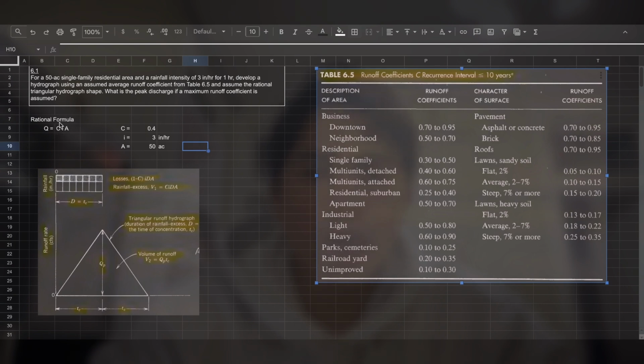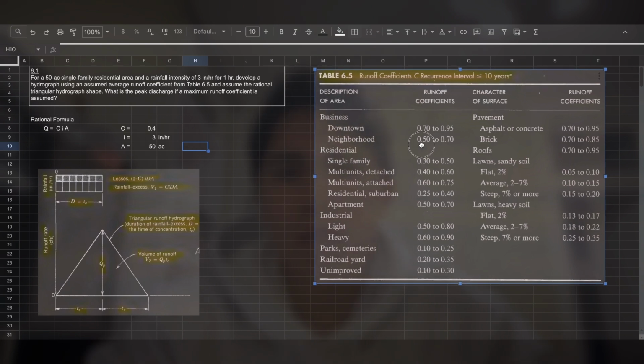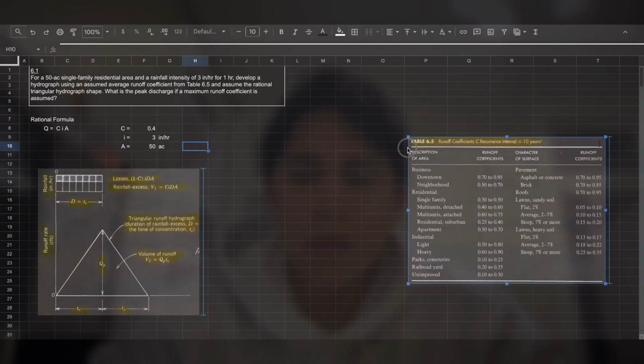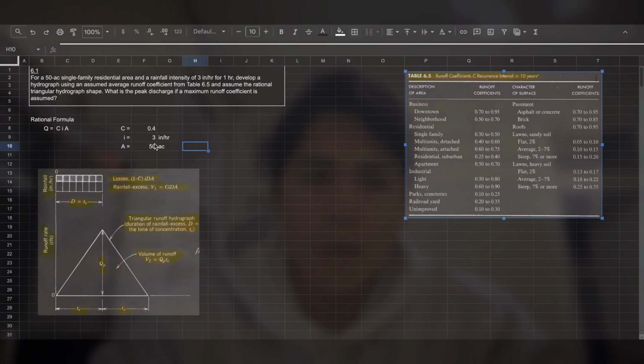Now, it's hard to know what that C value is going to be. That's why we have this table here, table 6.5, that helps us get a runoff coefficient depending on our type of soil or type of land that we're working with. In our case, we're using single family residential. So I believe, let me see, yeah, single family, which goes from 0.3 to 0.5. To develop our hydrograph, the book uses 0.4.